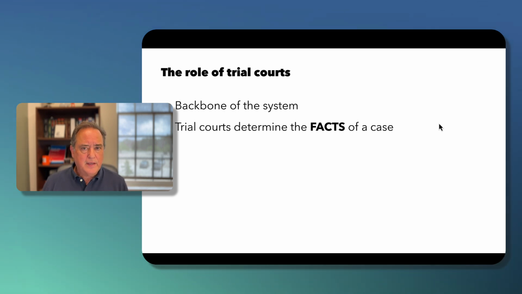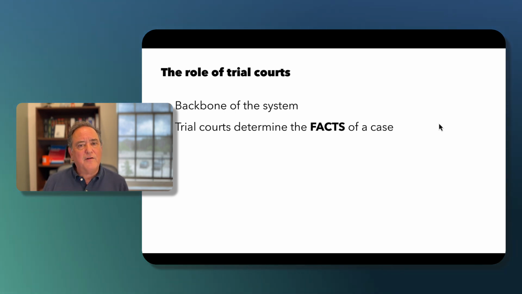So if you have a car wreck case in which one party says the light was green when they were driving through, and the other party says no, its light was green when they were driving through, it is up to the trial court to decide who had the green light, which party was justified in going through that intersection. That's an example of a fact.